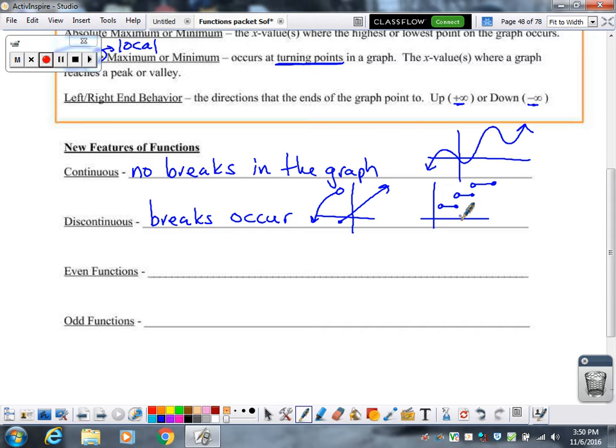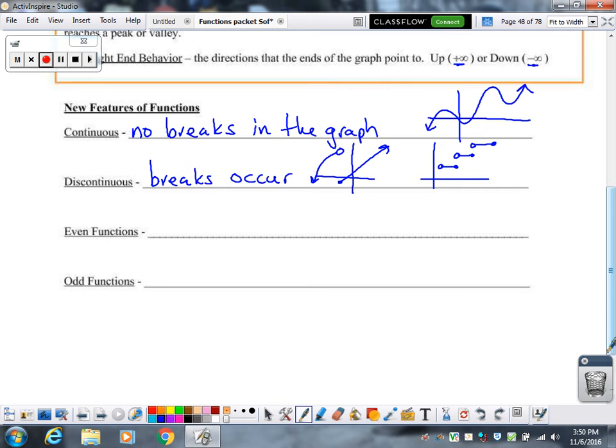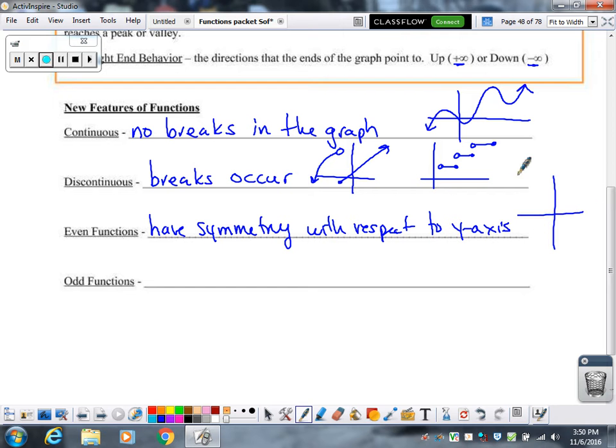Another feature of functions, we can categorize them as either even or odd functions. Functions that are even means that they have symmetry with respect to the y-axis. An example of that would be a handy-dandy absolute value graph, that when you reflect it over the y-axis, it's the same picture as the original.